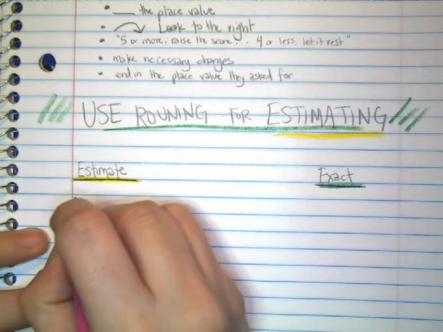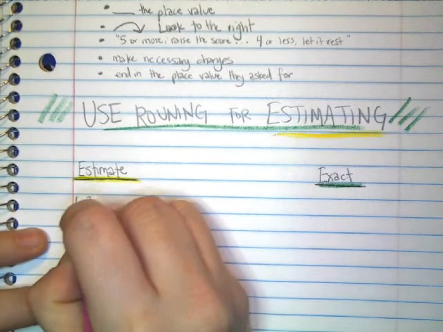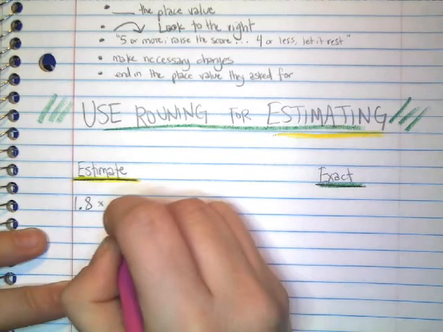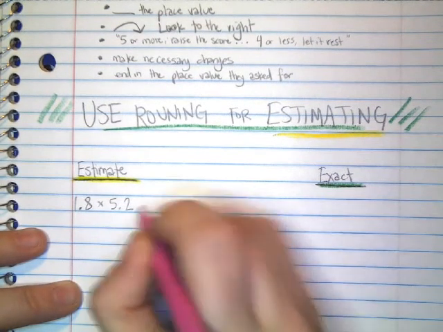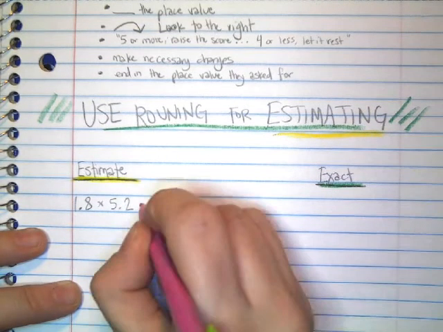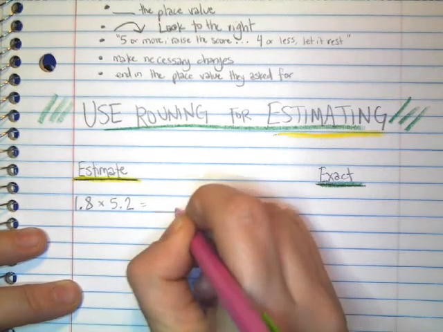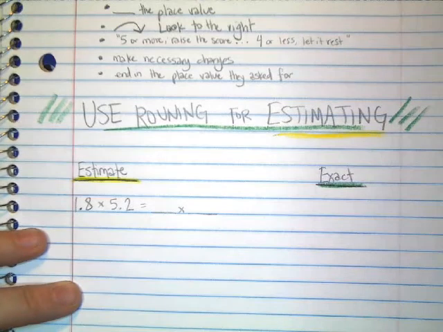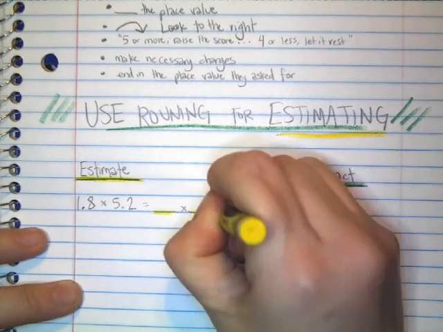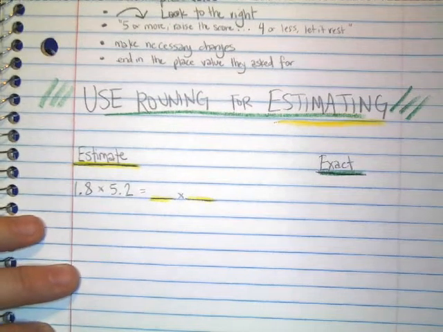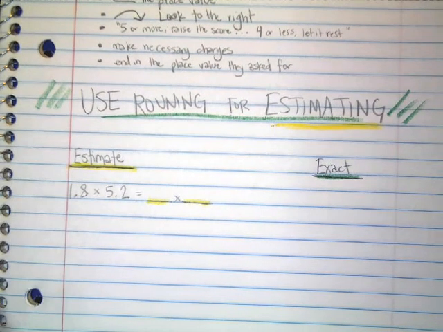Okay, so we do a problem like this. Let's do 1.8 times 5.2. So what would the estimate be if I'm using rounding? So use yellow. So it says this, in case you're having a hard time with that. It says 1.8 times 5.2 is an estimate of blank times blank. So we're going to use rounding real quick.